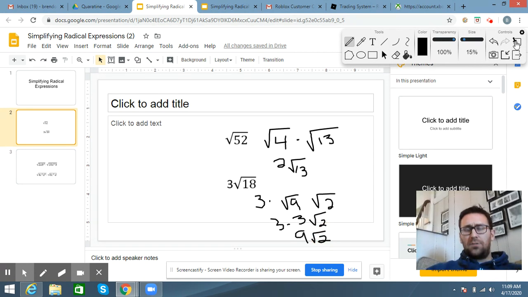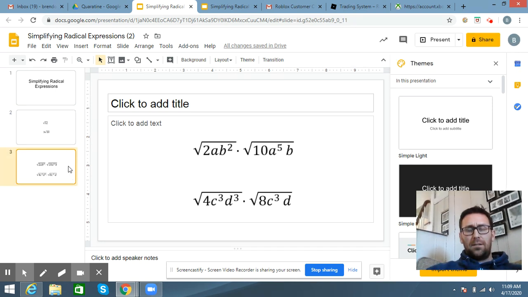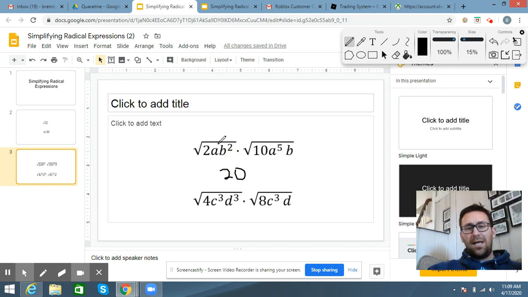Okay, so then we'll do a couple more. This is good review for your quiz at the end of the week, okay? So what I recommend for these is multiply first and then simplify. So 2 times 10 is 20. A to the first times a to the fifth is a to the sixth. B to the second times b to the third, times b to the first is b to the sixth.